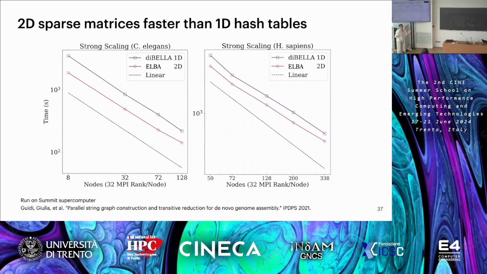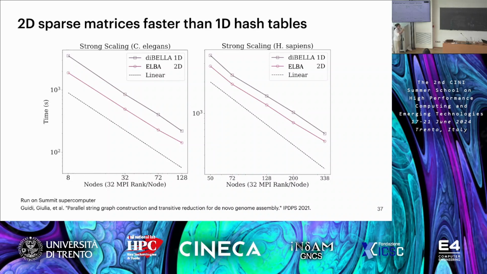First one, they both scale pretty well. Distributed hash table and sparse matrices, with a good implementation, they both scale with more than 90% parallel efficiency. So that's pretty good. This is over like 300 nodes. Then the other thing is that ALBA is consistently 2 times faster, which is great.